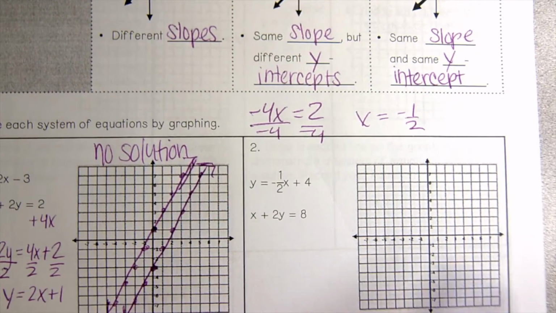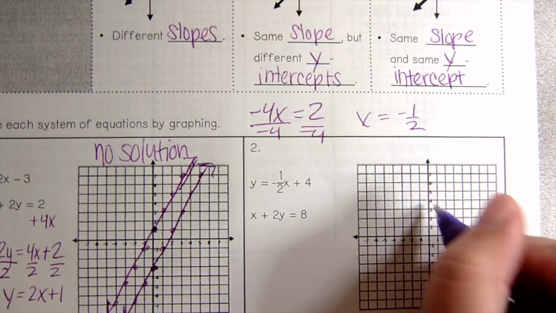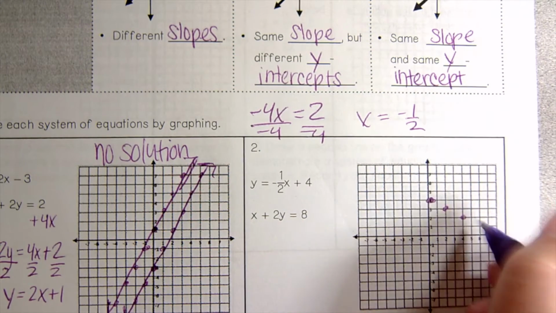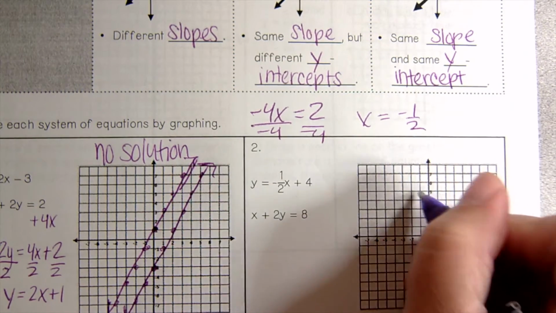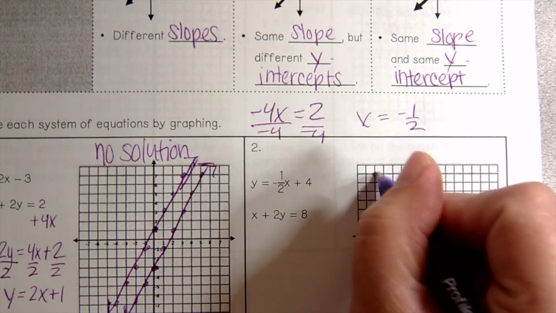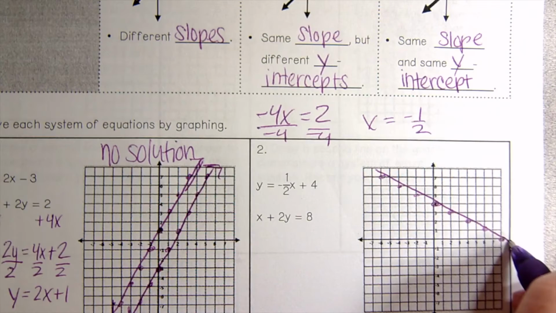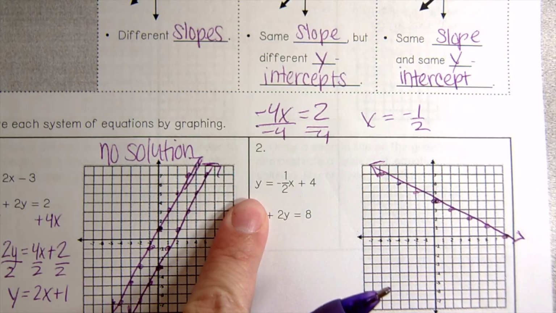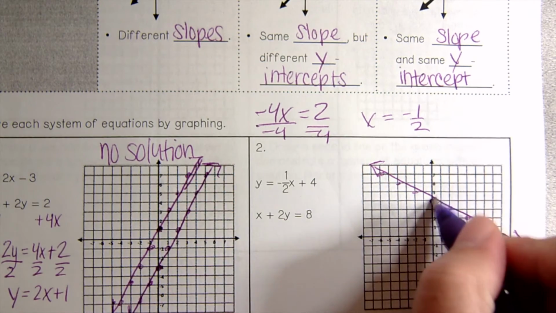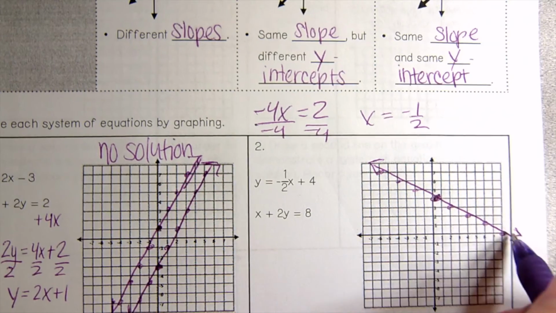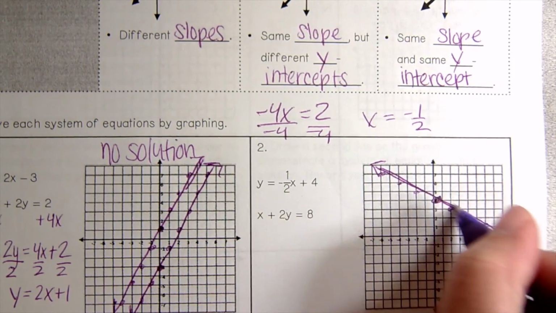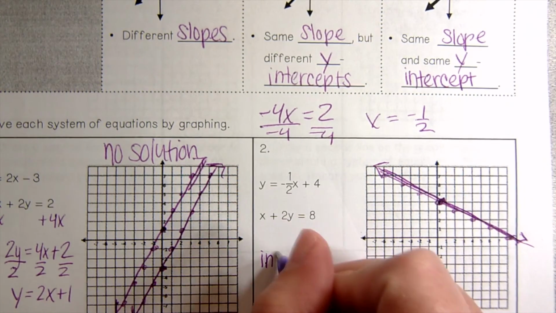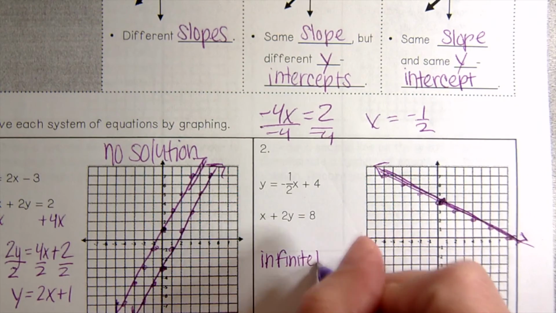Number 2, what is the intercept? 4. And what is the slope? Down 1 over 2. And for the second equation, I can do the cover-up method. What is the y-intercept? 4. What is the x-intercept? 8. So what does that end up being? Infinitely many solutions. It's the same line. Copy this on your paper.